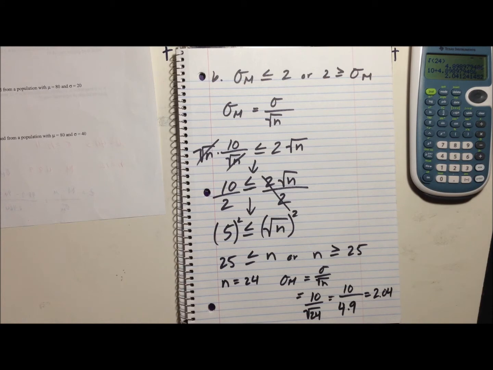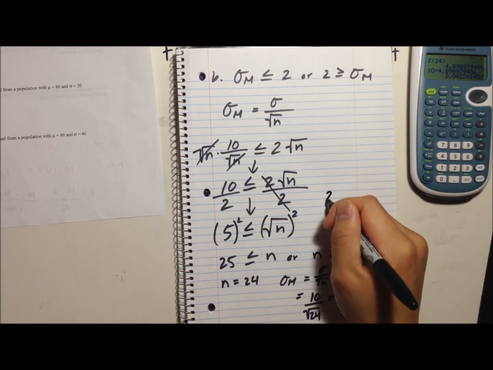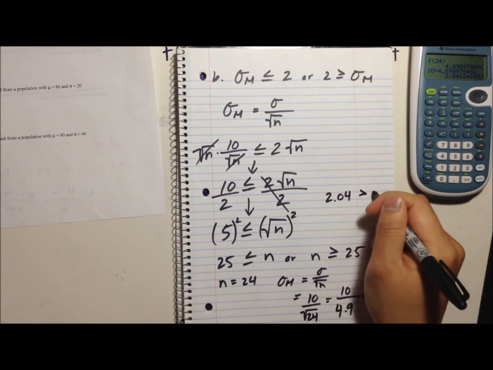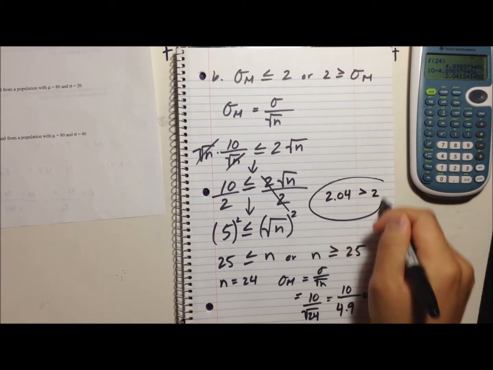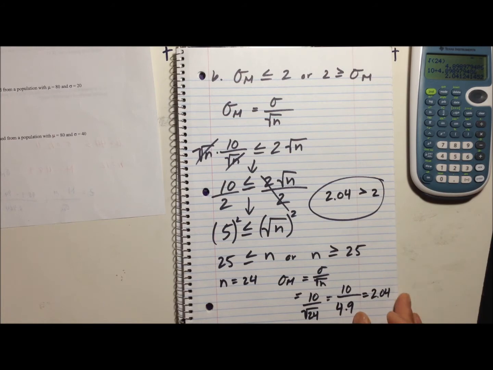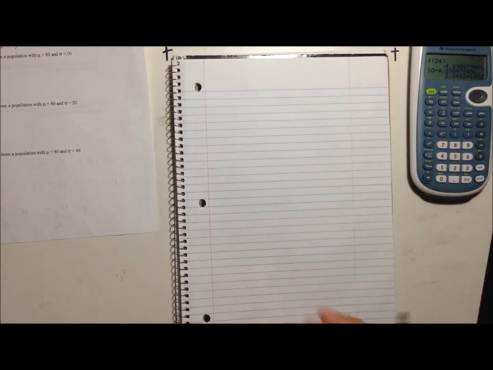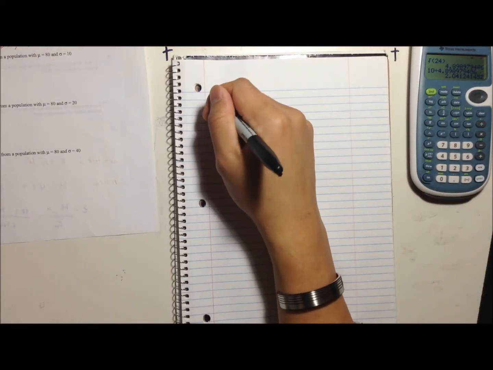But if we had just one thing lower than 25, we have 2.04. So this is not less than or equal to 2. 2.04 is greater than 2, right? But let's try 25. Let's try 26. Just to show you why we're doing this stuff here.